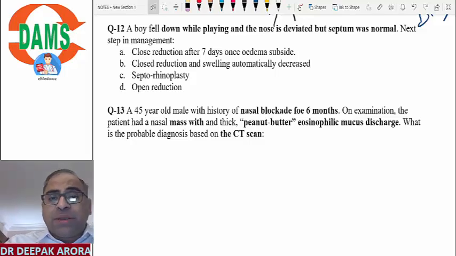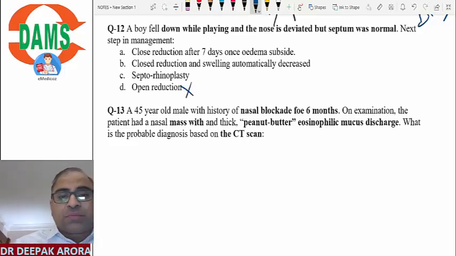Question number 12, next MCQ. Boy fell down while playing, nose is deviated, septum is normal. What is the treatment? Now you people tell me. Open reduction? Not at all. Open reduction will not be done. Patient is having a history of trauma, nose deviated. We should reduce as soon as possible. Am I understandable? Now, if there is an edema, I will give anti-inflammatory and reduce after 7 days if edema subsides. This should be the best option. Clear? So we will give and reduce after 7 days.